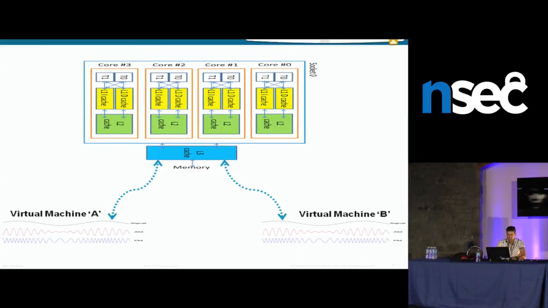In a nutshell, I'm about to show you how to set up a cache timing covert channel so that two virtual machines that are co-located on the same physical box can talk together. Basically, they can modulate a signal to the last level cache, the L3 cache, using a technique of flush and reload.